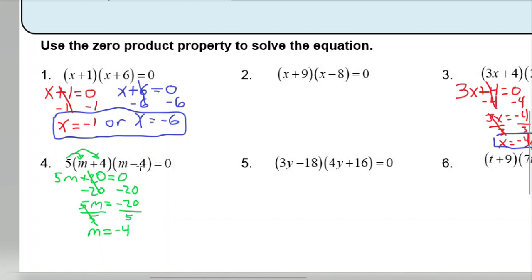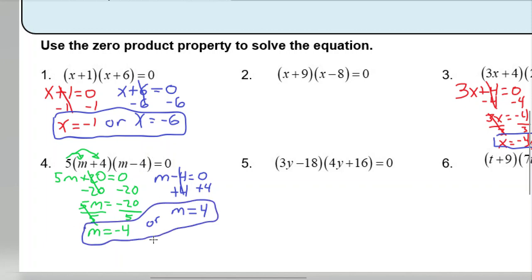And I can do the same thing to this m minus 4, because that could equal 0. So m minus 4 equals 0. And I want to solve for m, so I would do +4 to get rid of this, right? And leave me with m. And I can do the same thing to the other side. 0 plus 4 is 4. So the answer to this quadratic, m could equal either -4 or m could equal 4. That would be my answer.